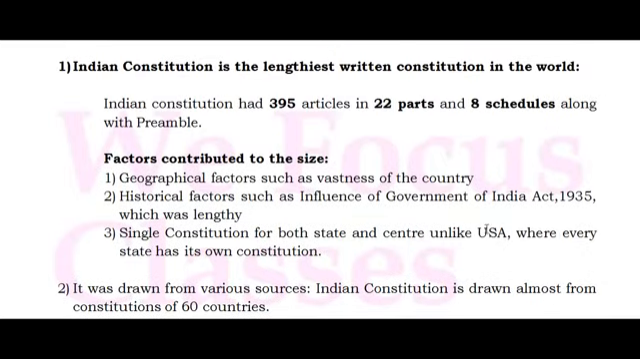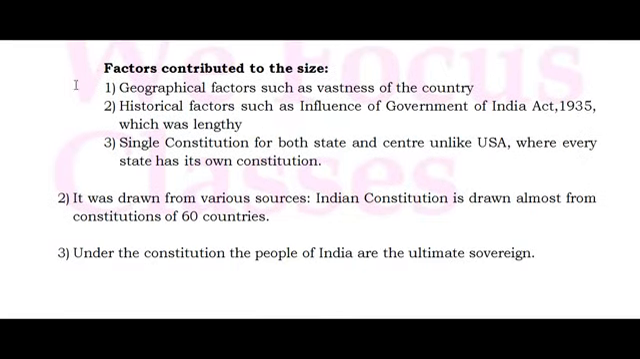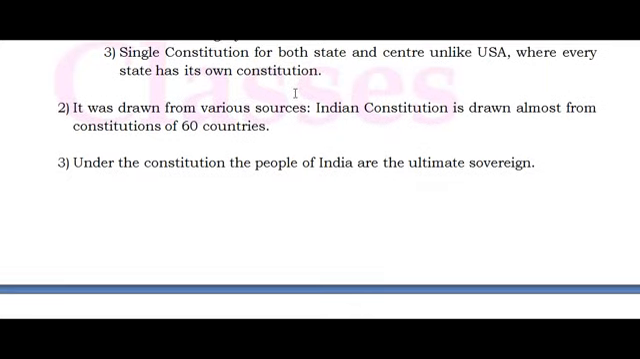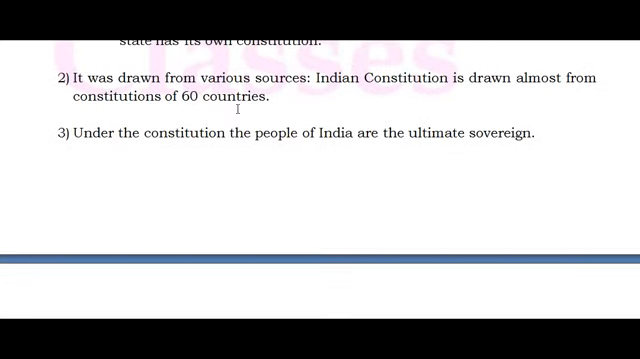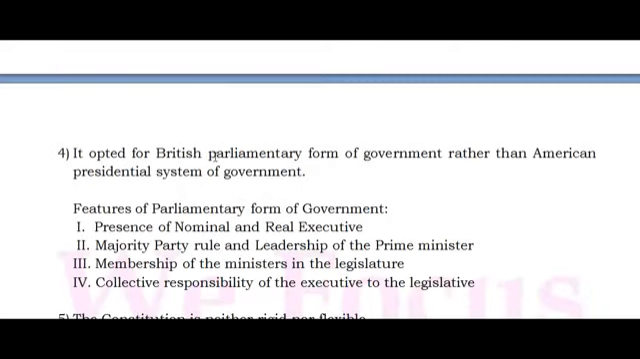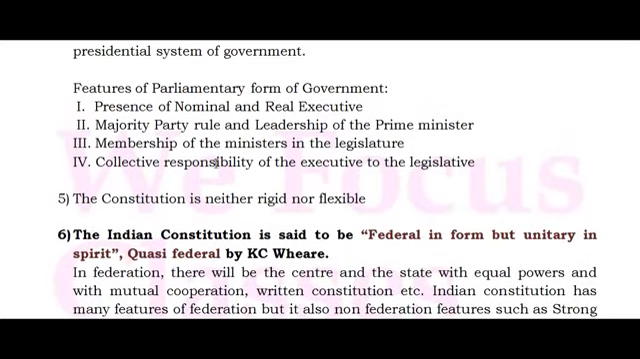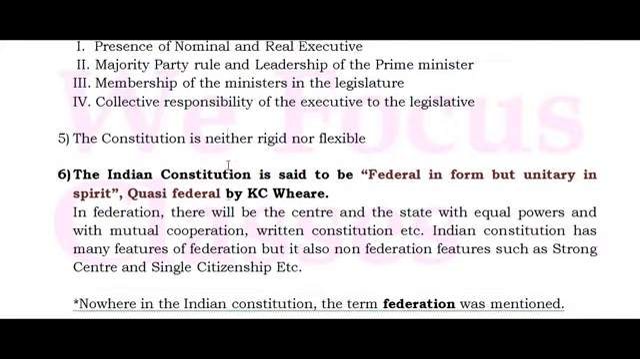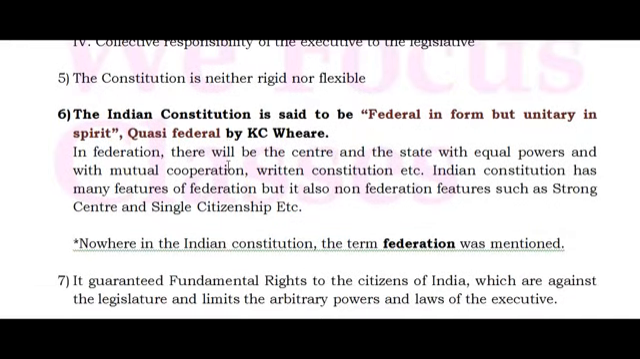We said that the Indian constitution is the lengthiest written constitution in the world. We also discussed the factors that contributed to the size, and that the Indian constitution is drawn from the constitutions of almost 60 countries, and that under the constitution the people of India are the ultimate sovereign. We have also opted for the British parliamentary form of government rather than the American presidential system. These are the points we discussed. Now we'll discuss the remaining points.